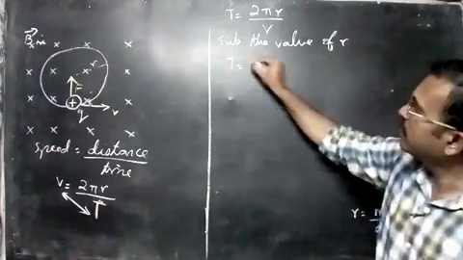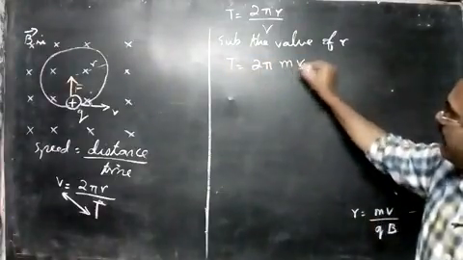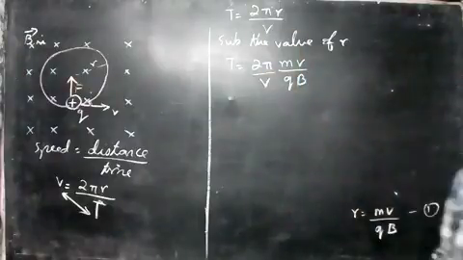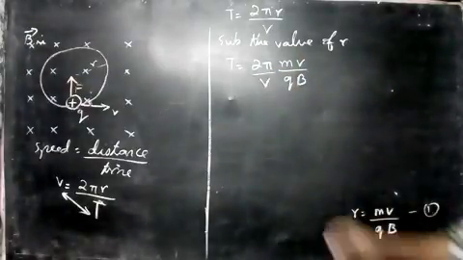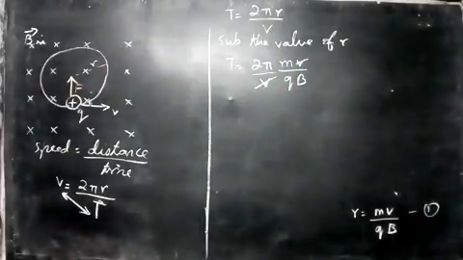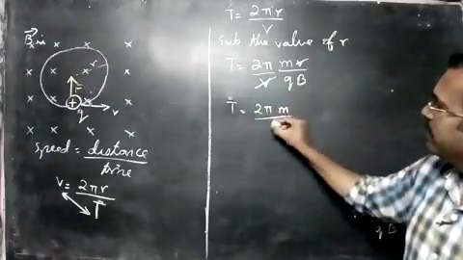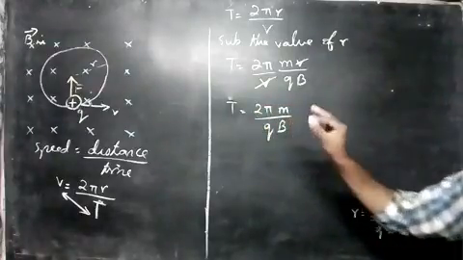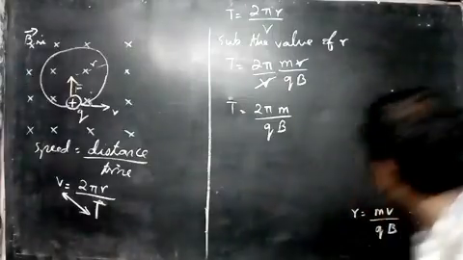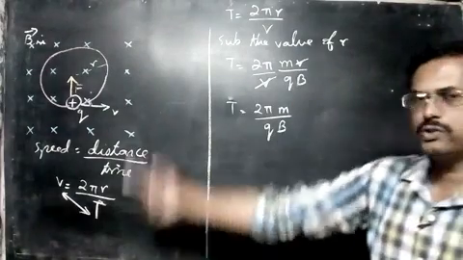So T is equal to 2 pi into, instead of r we have mv by qB, and on this side we have v. So it's correct now. Cross multiply, cancel these things. What we get is the time period is equal to 2 pi m divided by qB. It's very simple and goes step by step. Next I'll erase this portion. So this is the time it takes to travel.